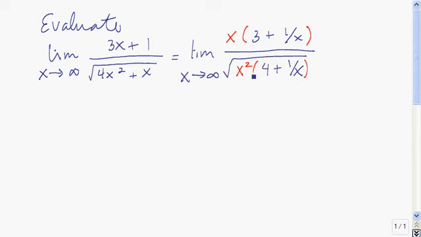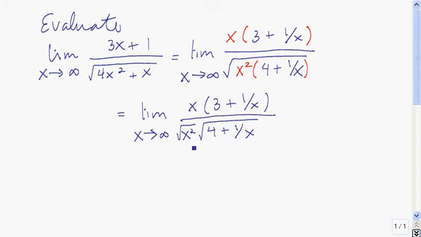All right, next, if we have the square root of two things being multiplied together, it's the square root of the first times the square root of the second. So I'm going to simplify this denominator. Here we have the square root of x squared times the square root of 4 plus 1 over x. And now I'm going to simplify the square root of x squared using the fact that the square root of x squared is equal to the absolute value of x.